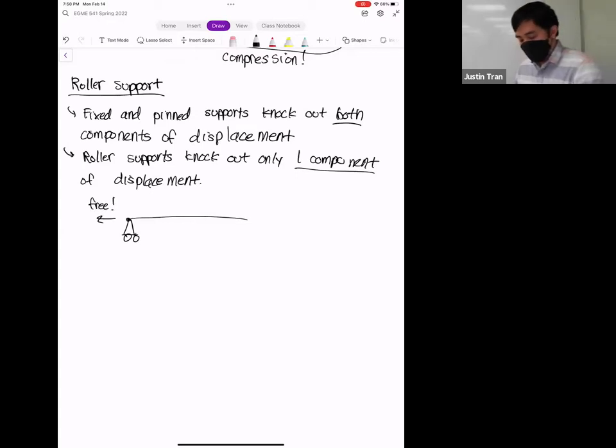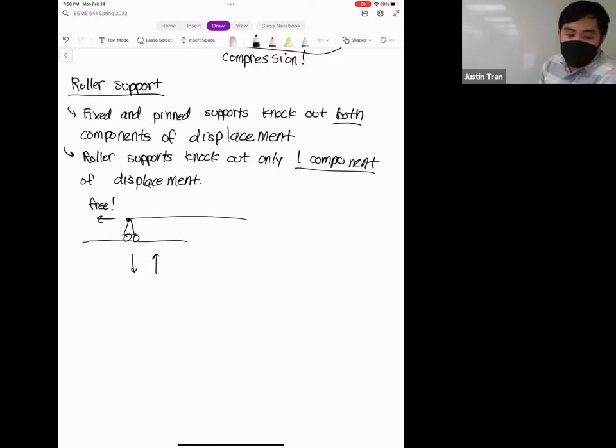Okay. But it cannot move in the Y direction, okay? And so I think there's always kind of this question about roller supports because they look like a roller skate basically. And so of course, if you have ground like here, then of course it's going to prevent any motion in the negative direction here, okay?